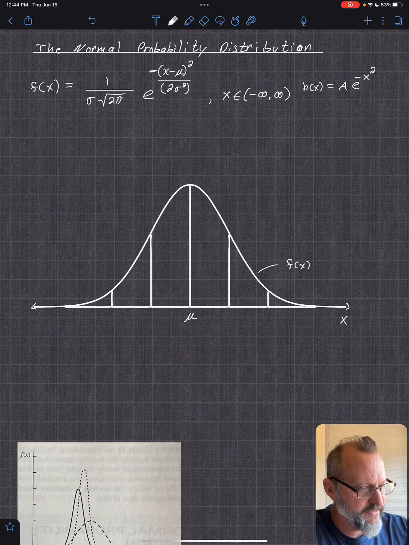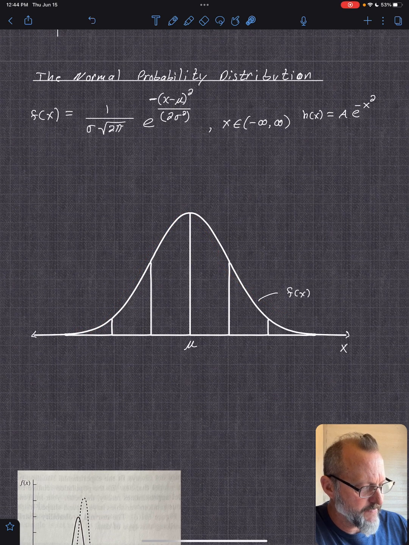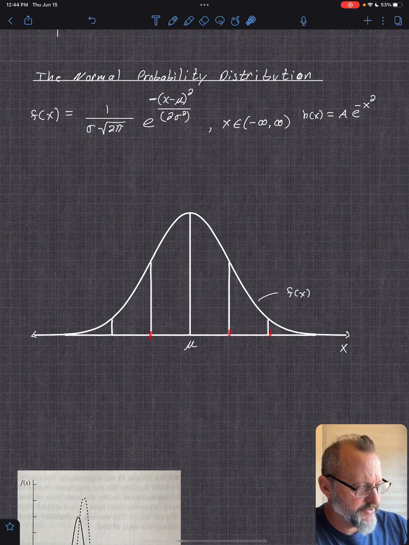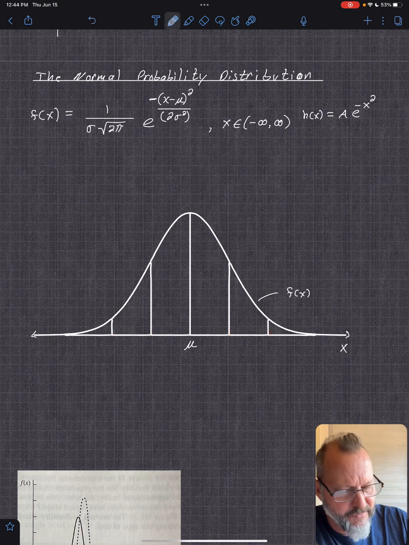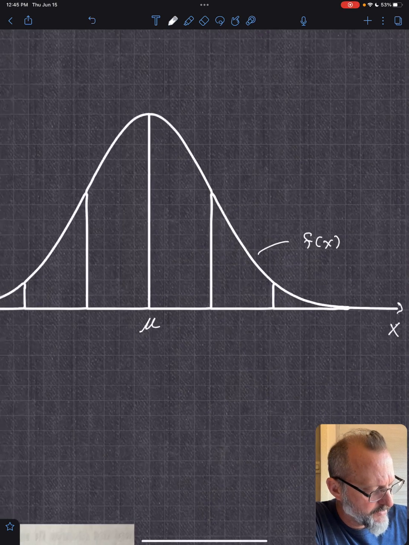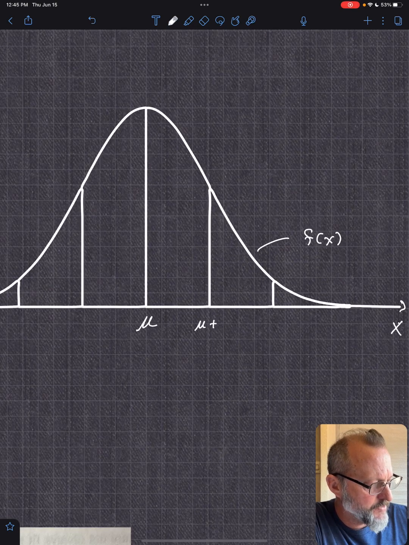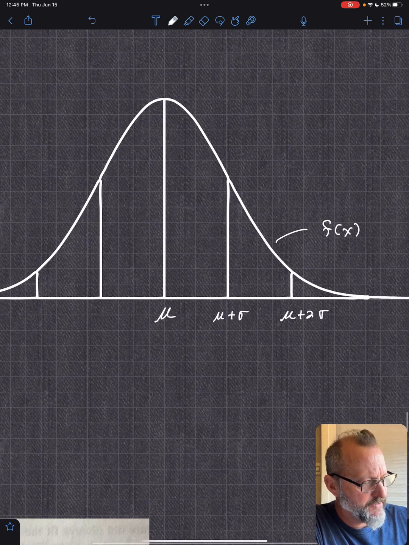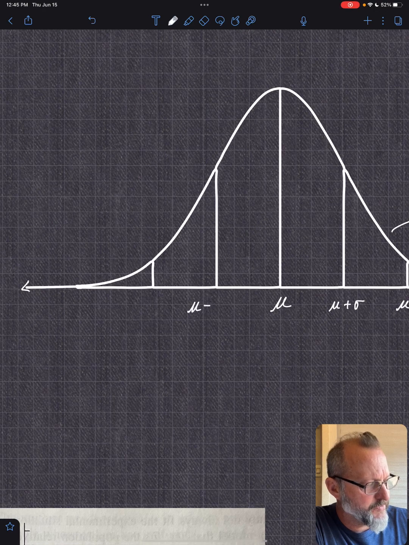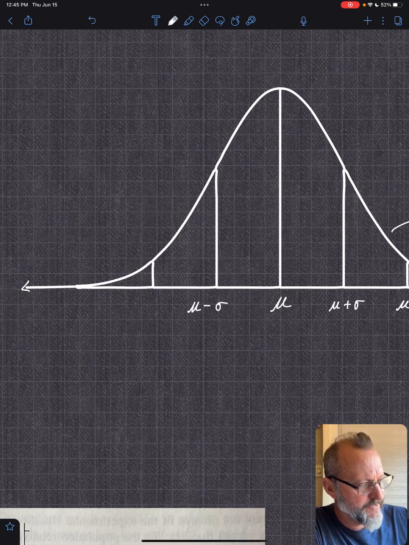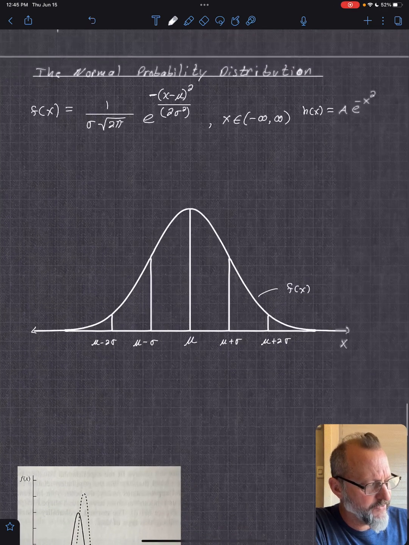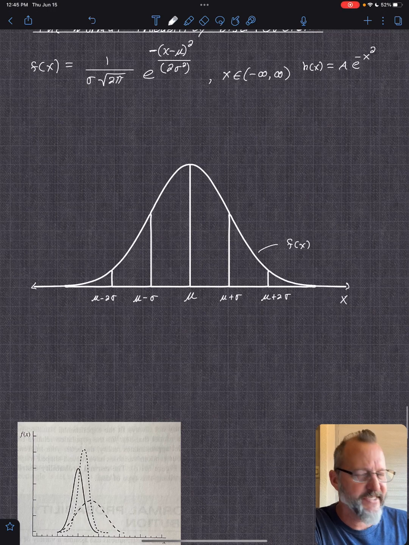And I copy this curve over. It's really hard to draw it perfectly symmetric, but that's what it looks like. And then these are the number of standard deviations away from the mean. So the first one here is mu plus sigma. This is mu plus 2 sigma. And then going back, this is mu minus sigma, and this is mu minus 2 sigma. And then you could go further to 3 standard deviations from the mean.